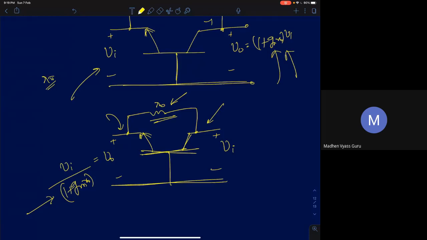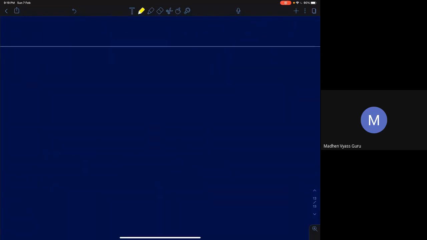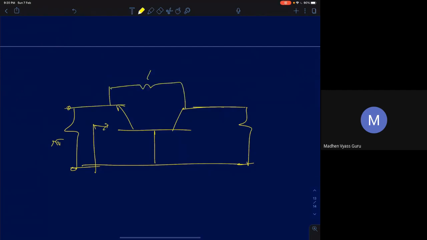So now keep this in mind, and you will be able to intuitively guess what happens to the output resistance. Here I'm going to assume that there is an R pi in parallel, and I'll try to find the input resistance. If there is an R naught present here, and I apply a voltage Vi here, approximately what will be this node voltage?